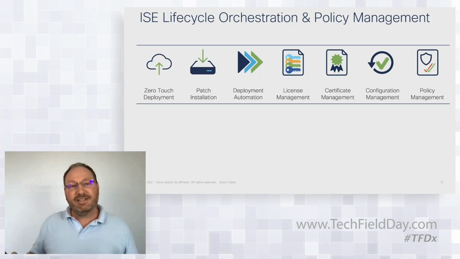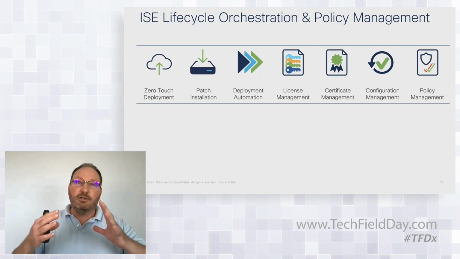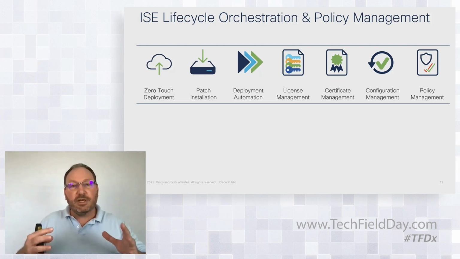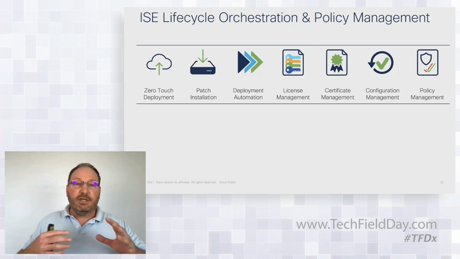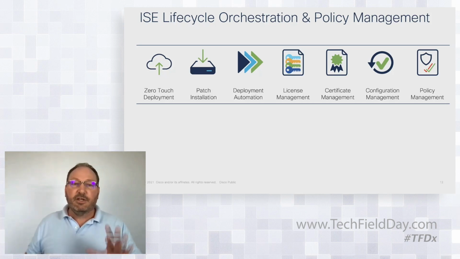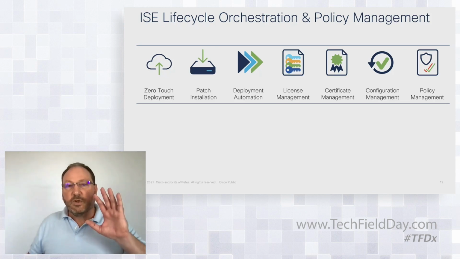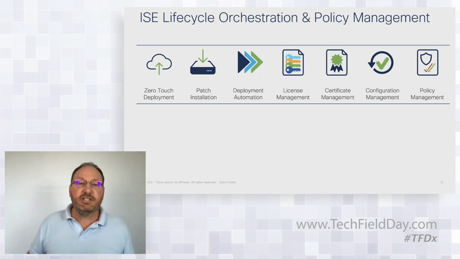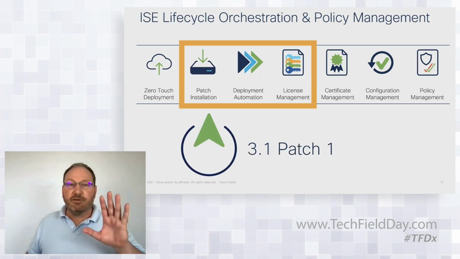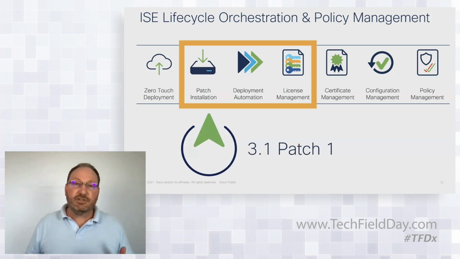That requires multiple ICE instances, and so if you need to collect all those together into a single ICE deployment, you need to be able to specify what roles they're going to have and who's the primary and the secondary and things like that. So that's the deployment automation piece. Obviously, licensing, we have to make sure everything's licensed and working well. Then certificate management, we talked about that. Be able to configure the different settings, and of course do policy management. So these are the things that are outstanding that are going to be coming in ICE 3.1 patch 1. Then we'll be able to have the full lifecycle orchestration in ICE.